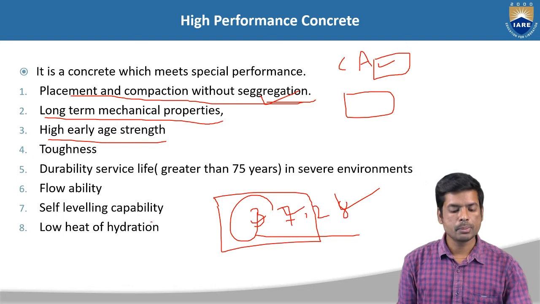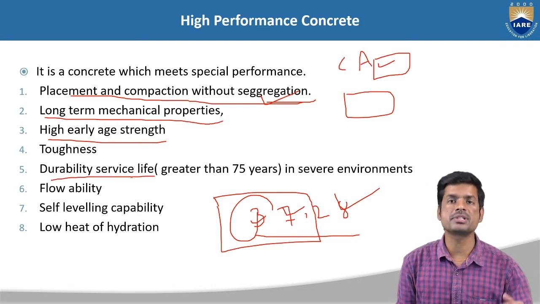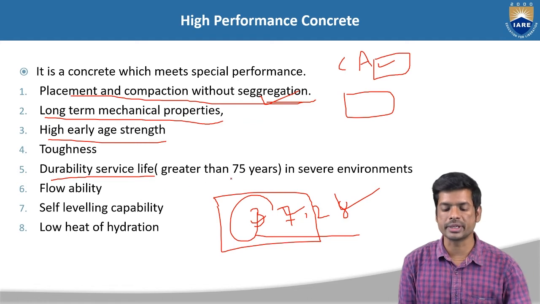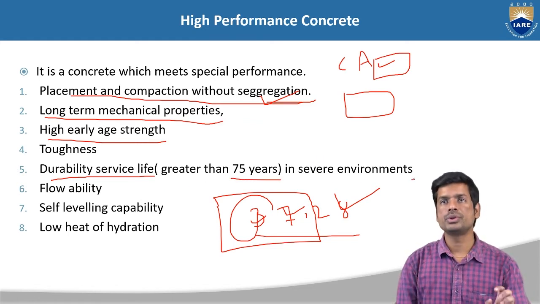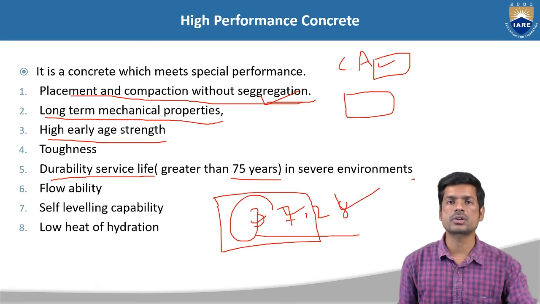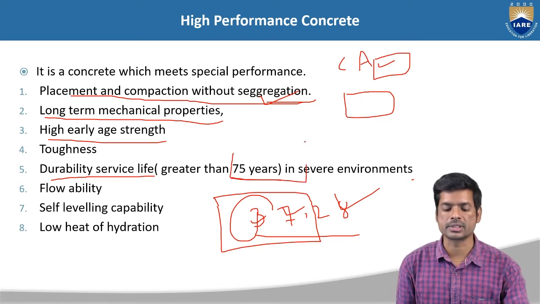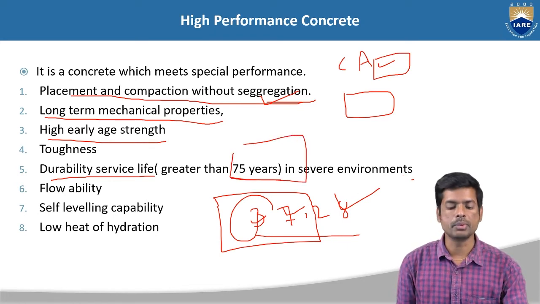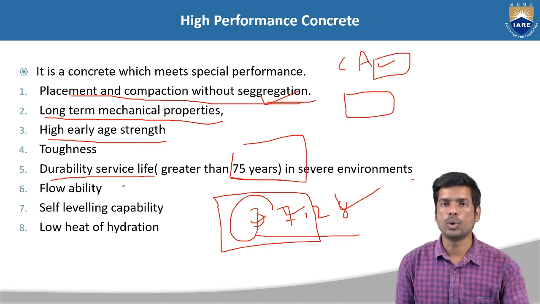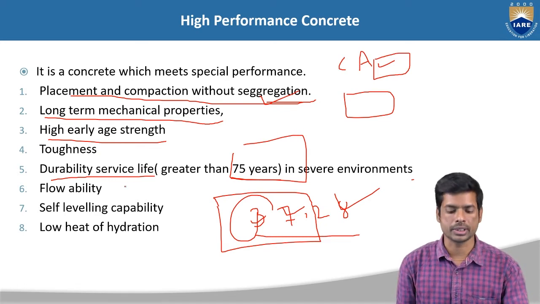And next one, durability, service life. Here the durability means service life is more than 75 years in severe environments. If you use this high performance concrete in severe environments, the service of this concrete will be more than 75 years. That is the durability, that is the service life will be more when you compare with the conventional concrete.